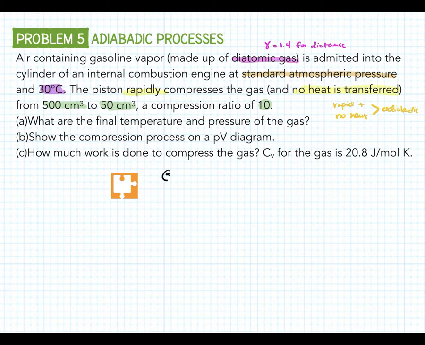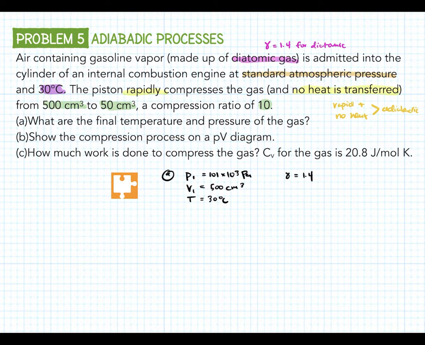So in part A, we'll write down the stuff we know. We have an initial value for pressure of 101 times 10 to the third pascals. We have an initial volume, because it's a compression, of 500 centimeters cubed. We have an initial temperature of 30 degrees C. And we also know that gamma is 1.4 because this is a diatomic gas.